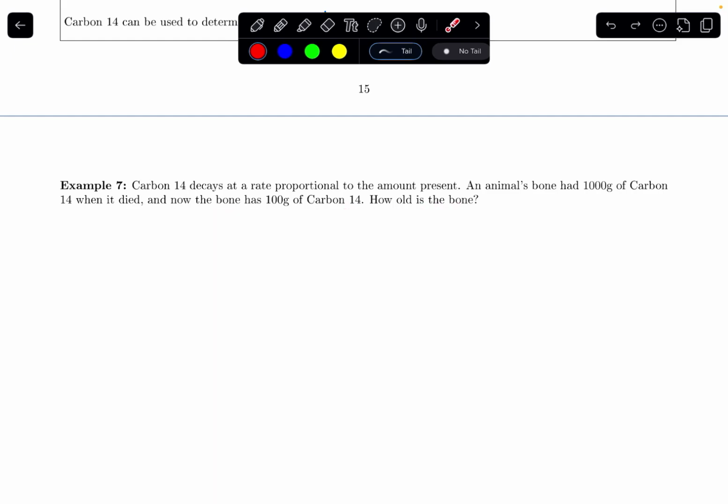The first step when I have a word problem is to define variables. The problem talks about the amount of carbon-14, so let's define a variable for that. For amount, maybe I'll call that capital A, changing over time, so it should be a function of t. So A(t) will be the amount of carbon-14, which in this problem is measured in grams, and let t be years after the death of the animal.